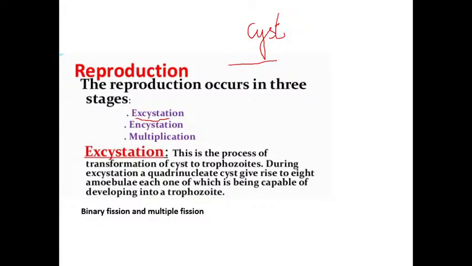So first, the first thing that happens in the reproduction cycle I have shown in this picture is excystation. Excystation means the cyst is removed. Excystation is the process of the transformation of the cyst to a trophozoite.